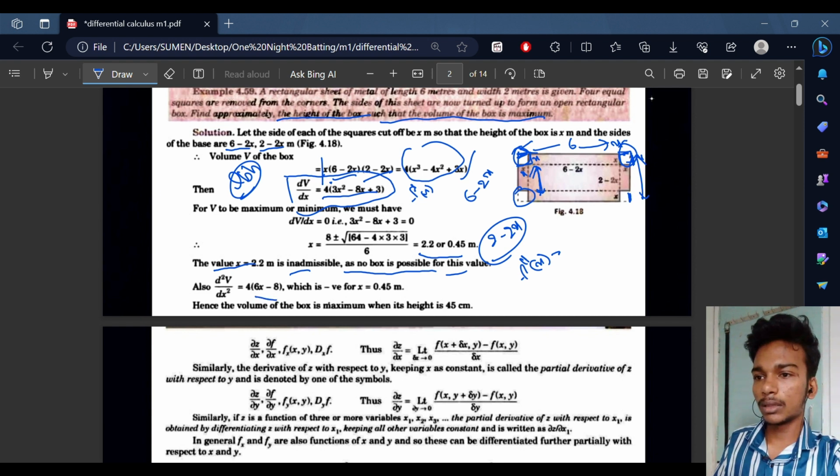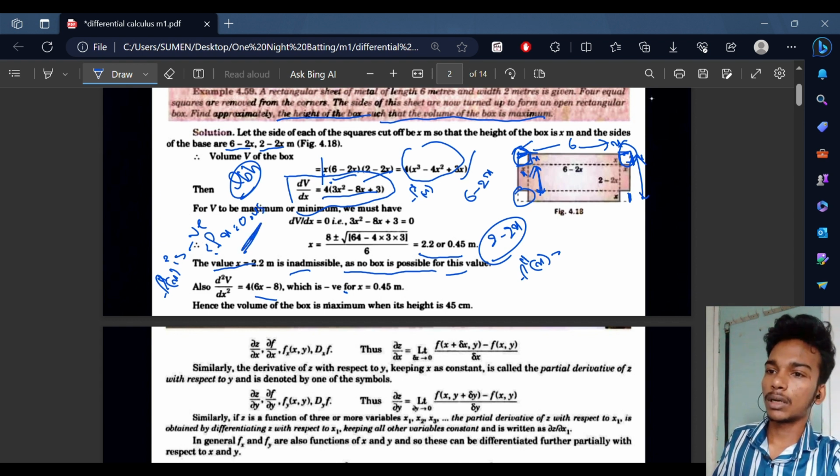f double dash of x is negative at x equal to 0.5. So we consider that f double dash of x is negative, so the whole function is going to have a maximum at this point. I mean, at x equal to 0.5, we have the maximum volume of the given box.